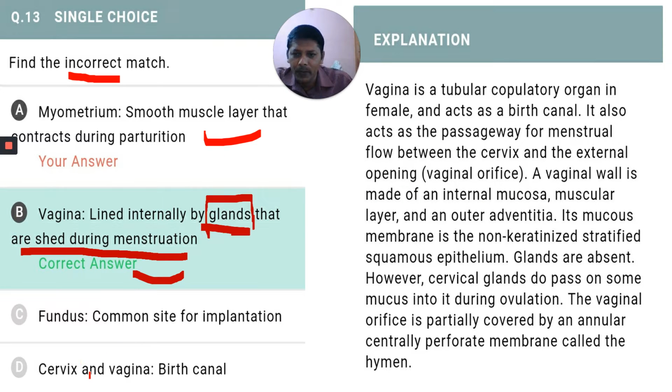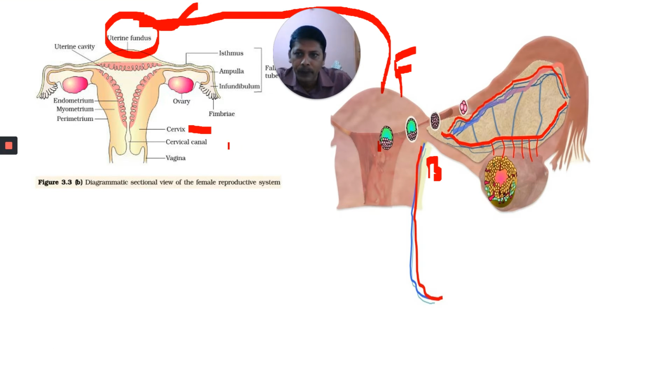What is the next one? Cervix and vagina form the birth canal. Vagina is a tubular copulatory organ in females. It is a tube-like structure and acts as the birth canal. It also acts as a passage for menstrual flow between the cervix and the external opening, the vaginal orifice. At the end of the vagina there is a vaginal orifice.